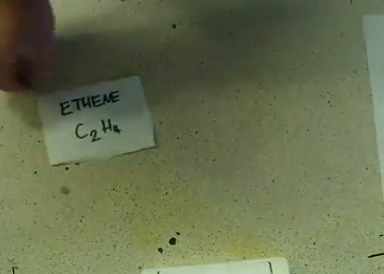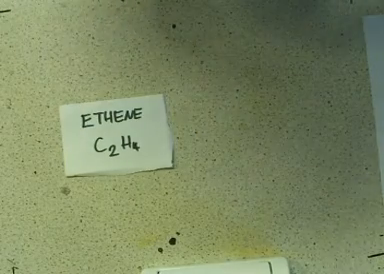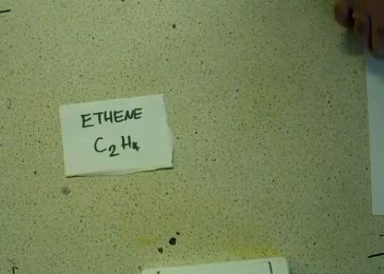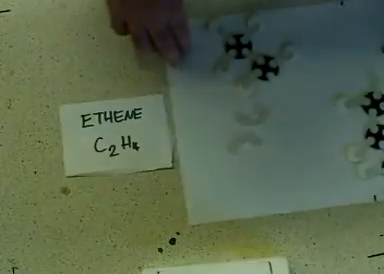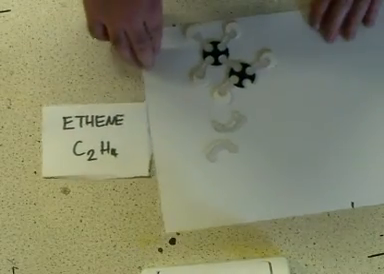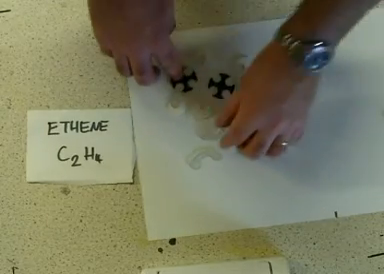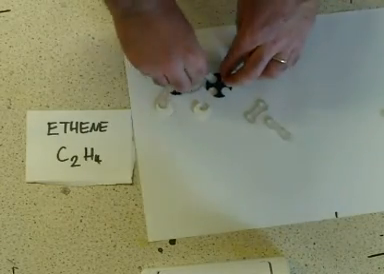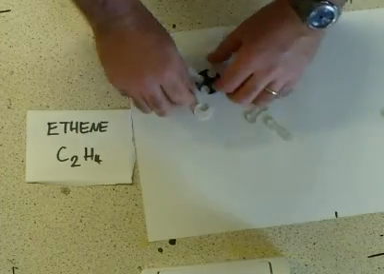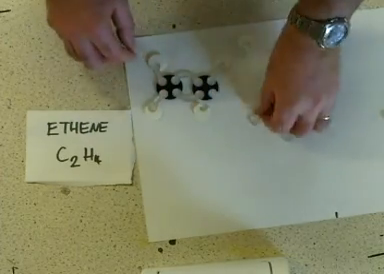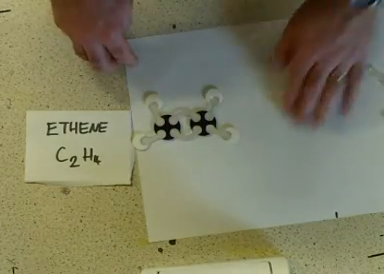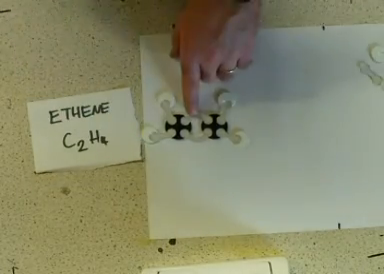The first member of this group is ethene, and ethene will look like this. Okay, so ethene has to have a double bond between 2 of the carbons, so we'll just build that. And because of that, there's only room for 2 hydrogens on each of the carbons. So that there is ethene. You can see the double bond here.